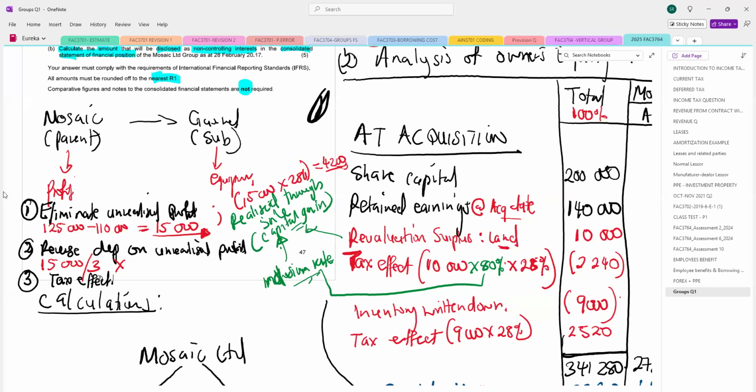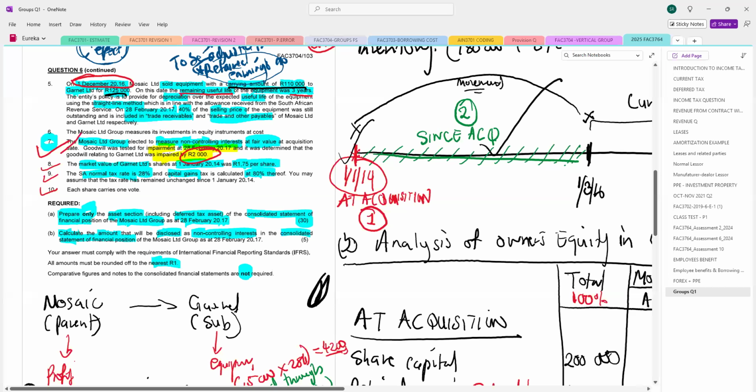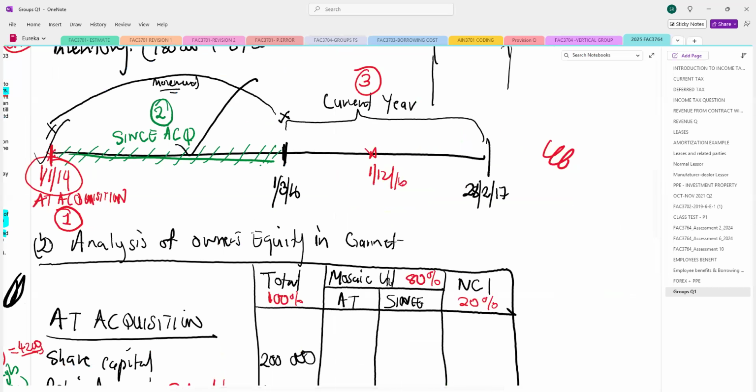So for the current year, it was sold in December and our current year ends in February. So for the current year, unfortunately, I'm not going to do a full year. It's going to be apportioned. So it's going to be from December to February, meaning December, January, February, 3 months.